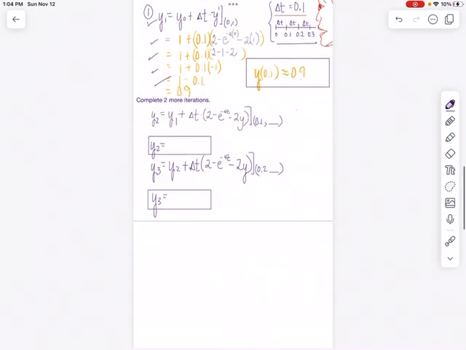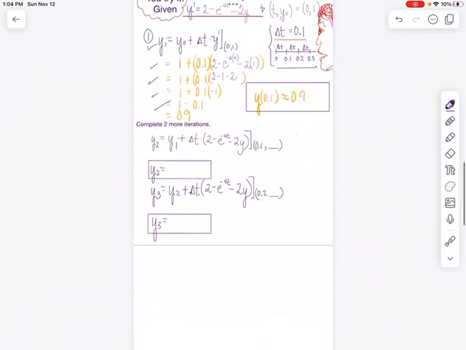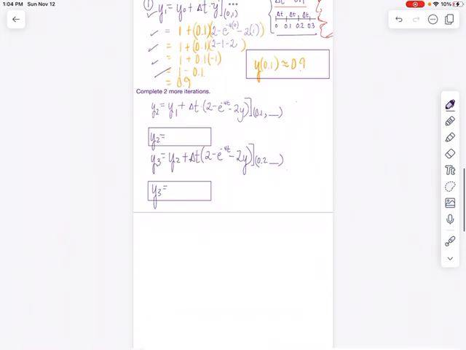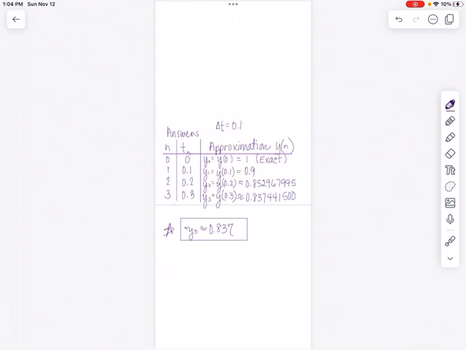Okay, after you pause your videos, then you want to get through, there's your first initial step there where you're going to say y2 is equal to and y3 is equal to, put the structure down. You have the t values of 0.1 and then 0.2. So you'll get your y3. I just want 2 iterations. And here are the answers that you should have. So your approximation y sub 3 should be approximately 0.837.